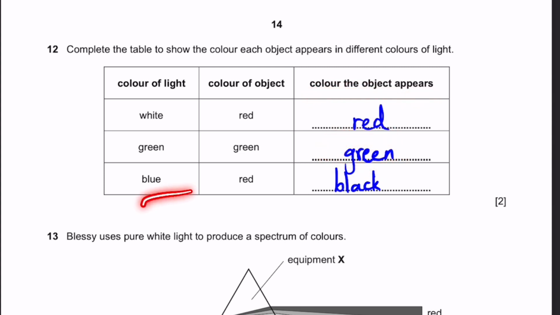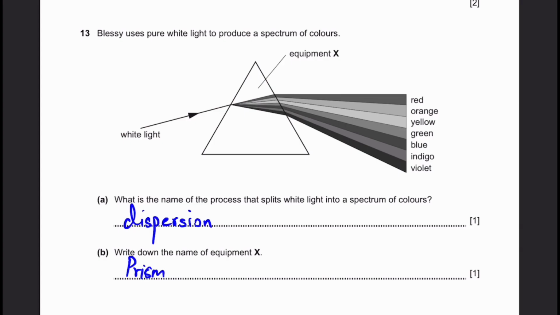Color of light is blue and color of object is red. Well, these two are different colors and none of them is white, right? So the object appears black. Only a blue color of the object or a white color of the object will show blue. Other than that, all will be black. That's the answer. Question 13.